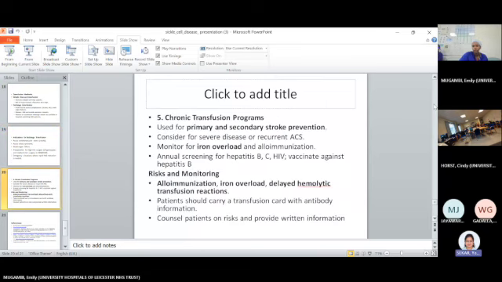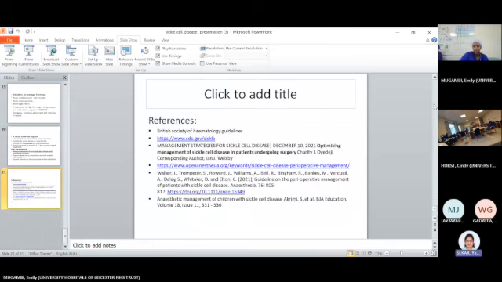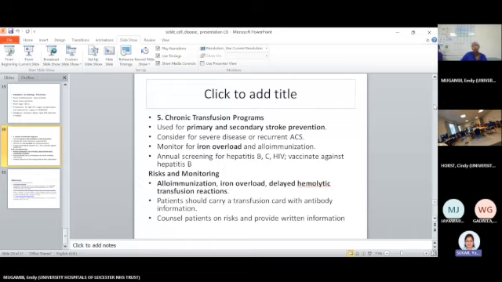Chronic transfusion program, I've already mentioned when you need them, especially for the stroke patient or multi-organ disease. The issues with that are definitely infection, as mentioned, iron overload, which usually is monitored, and alloimmunization. Patients need to be counselled for this. A special mention is hydroxycarbamide, which is also used for patients who are on long-term chronic transfusion programs for stroke.